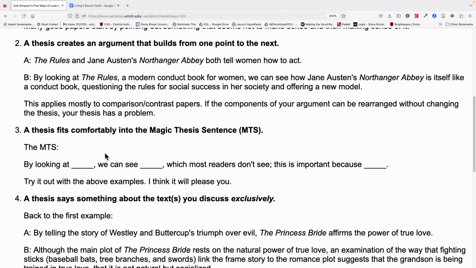By looking at blank, we can see blank, which most readers don't see. This is important because I have to sneeze.